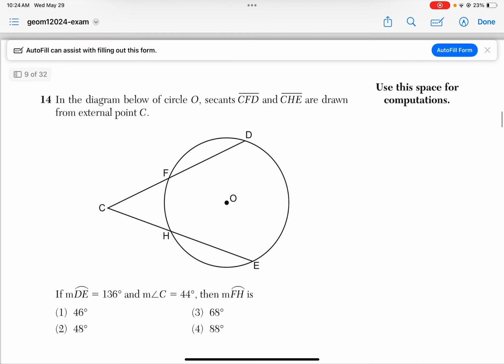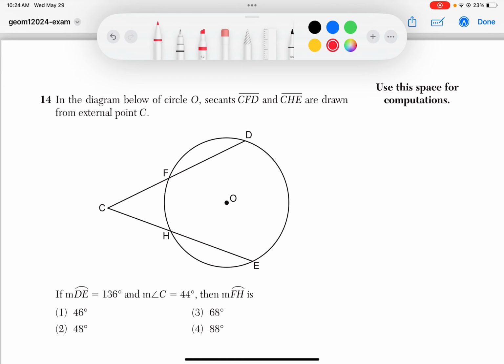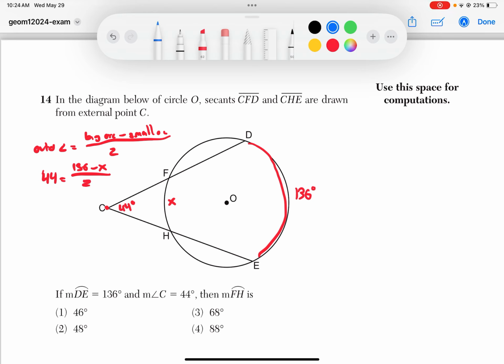Number 14, our favorite circles. 2 secants hold hands at point C. Arc DE is 136. Angle C, the outer angle, is 44. I want arc FH. If you'll remember, the outer angle equals big arc minus small arc over 2. The outer angle is 44. Big arc's 136. I don't know what the small arc is, and we're cutting it in half.